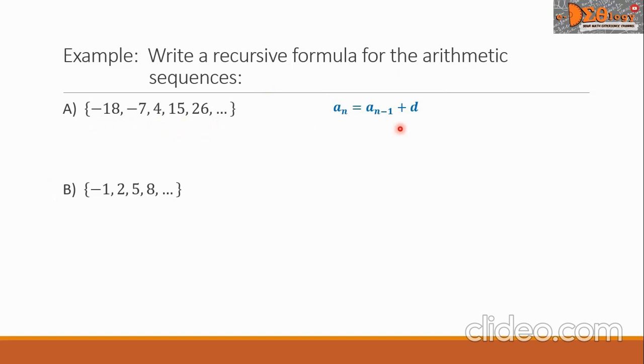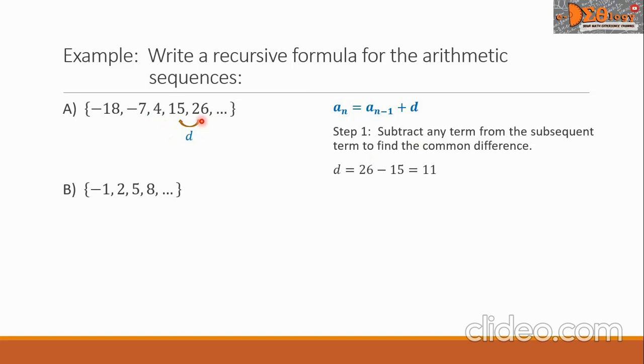And here is the recursive formula. Step 1 says we will subtract any term from the subsequent term to find the common difference. In other words, let us find the common difference. We can take any two consecutive terms and subtract them. We will get the common difference, which is d. We can take this 26 and 15, so that is d equals 26 minus 15 equals 11. This is the common difference.